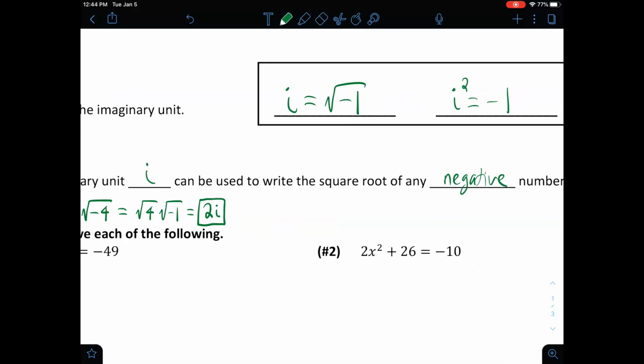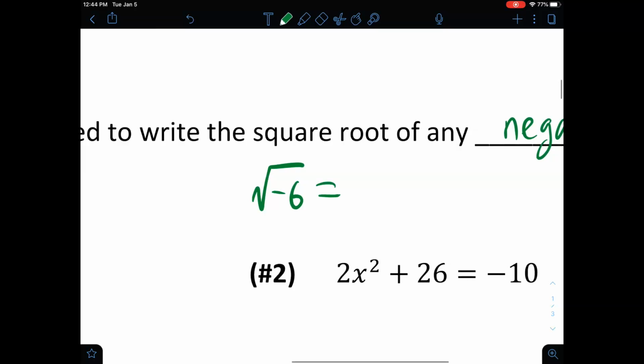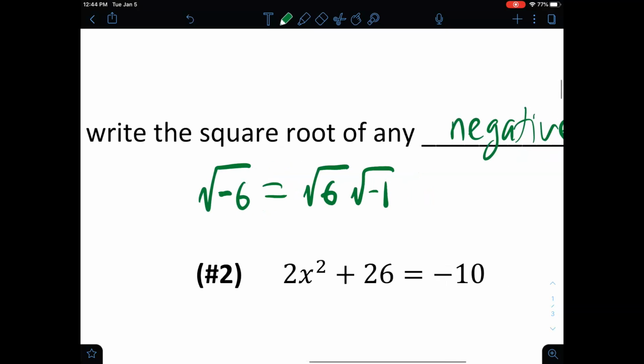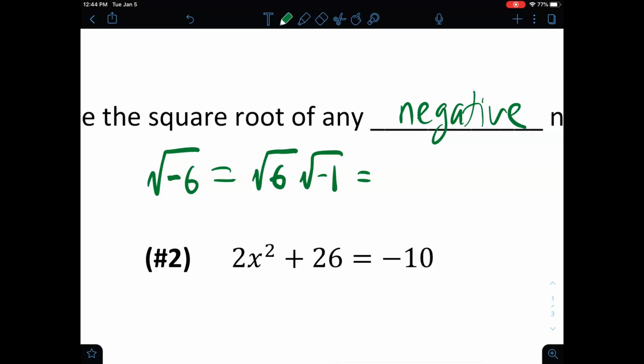Okay, let's do another one. Let's do square root of, and they're not actually on the problems here, but we'll still do them. Square root of negative 6. Well, again, there's no perfect square that goes into 6. I'm just going to rewrite it as square root of 6 and square root of negative 1. And in this case, square root of 6 does not simplify at all to a nice whole number, so I'm just going to rewrite this as square root of 6 i, because square root of negative 1 is i. And there's our answer.